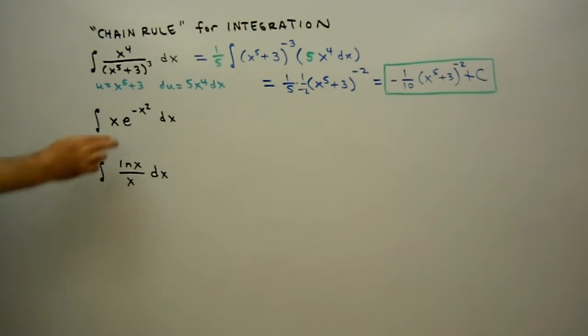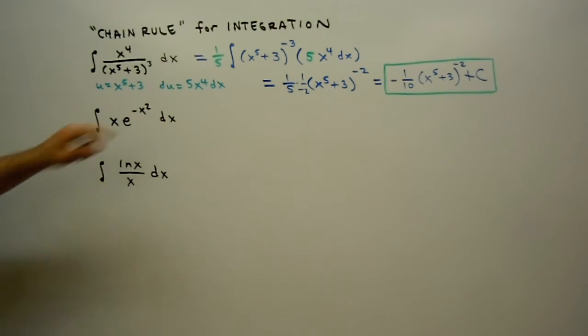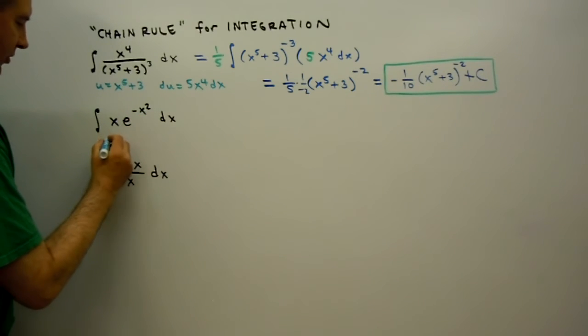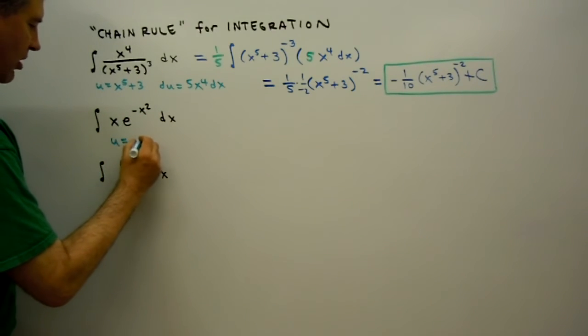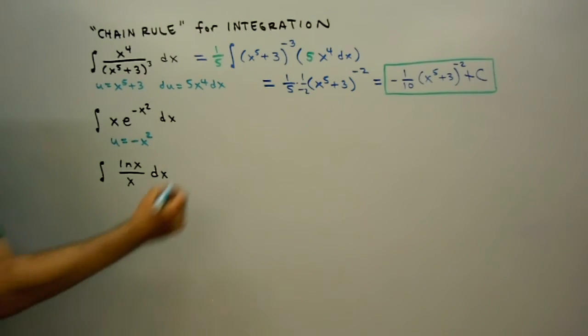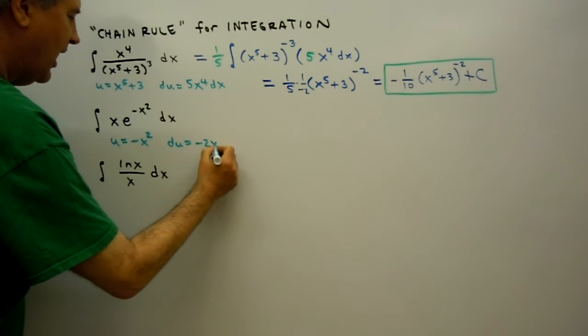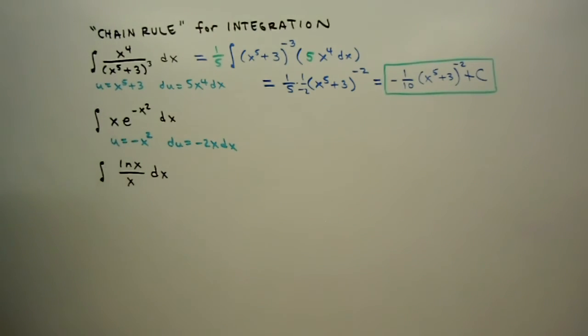All right, the second one, x e to the negative x squared. So for this one, actually it's going to be the negative x squared that's going to be our proper u, negative x squared. Because the derivative of that is just going to be negative 2x dx. Do we have the x there? Yes, we do. So all we need to do is adjust by a constant.